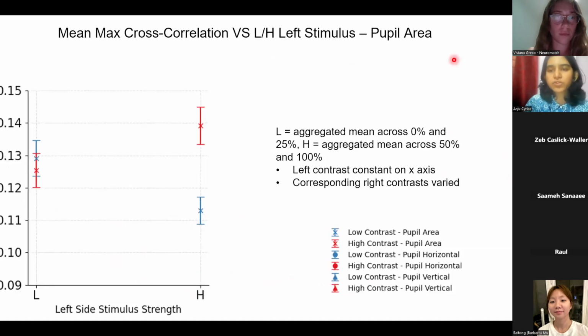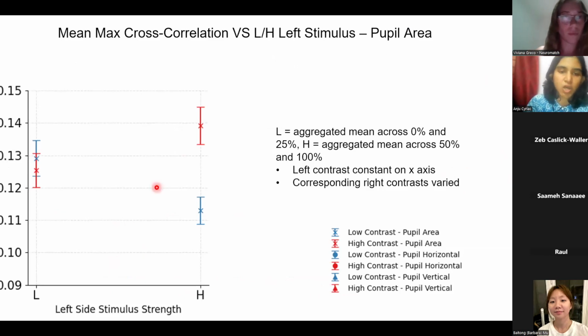And we also did another sort of visualization. We grouped the stimulus into low and high, that is, aggregated means across. Low means when both the sides are 0, 0, or both the sides are 25, 25 contrast levels. And high means when both the sides are 50, 50 contrast levels or 100% contrast levels. So that is the low.